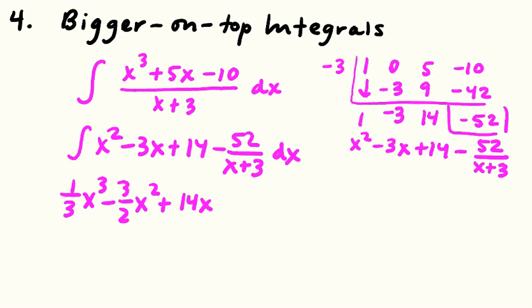Okay, this is 52 times x plus 3 to the negative first power. If you were to increase the power by 1 and divide by the new power, you'd be dividing by 0, which is how you know you need to use a log. Okay, so minus 52 log of the absolute value of x plus 3. And, of course, you wouldn't want to forget your plus c. Okay, that's what we do with bigger on top integrals.